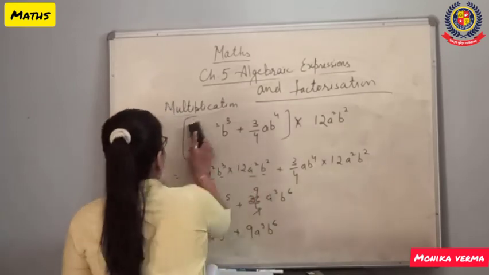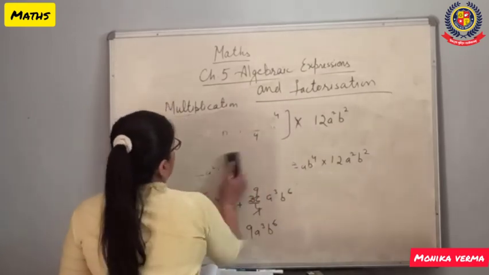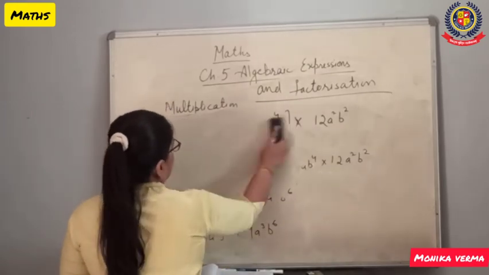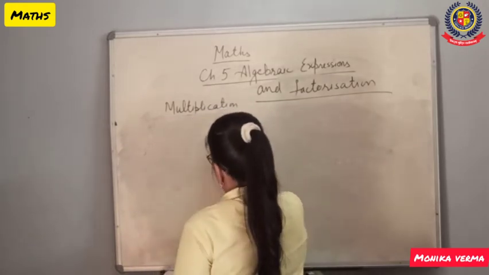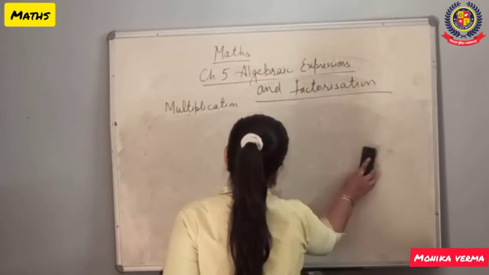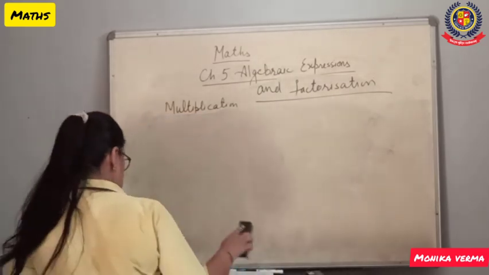Next is multiplication of monomial by a trinomial. But whether we are having binomial or trinomial, the method is always the same. Therefore don't get afraid. We have to just follow the same procedure.